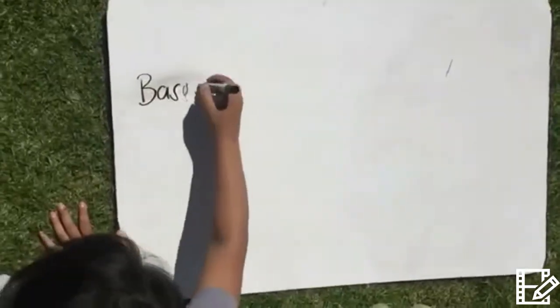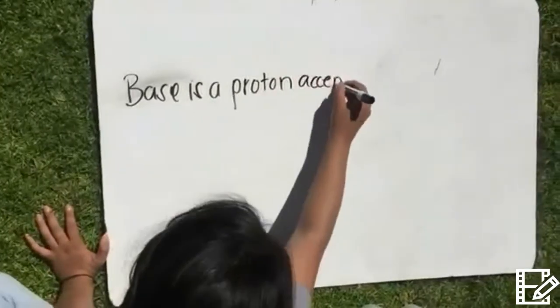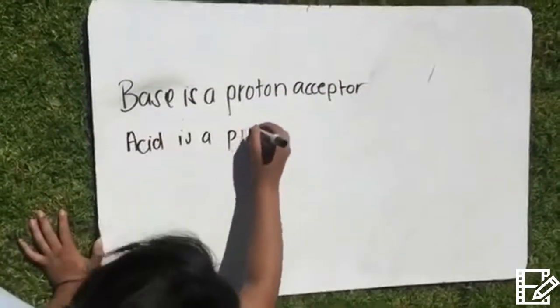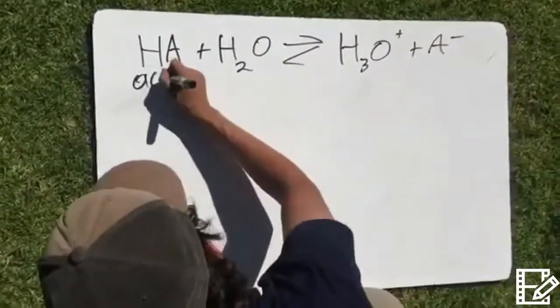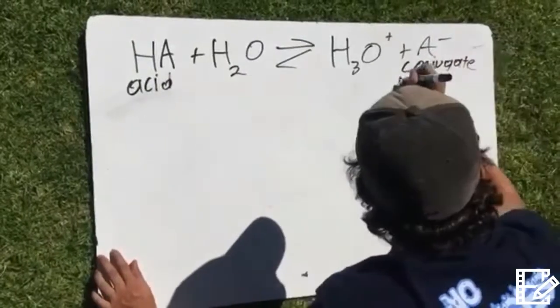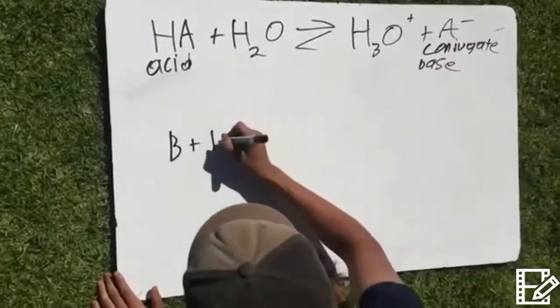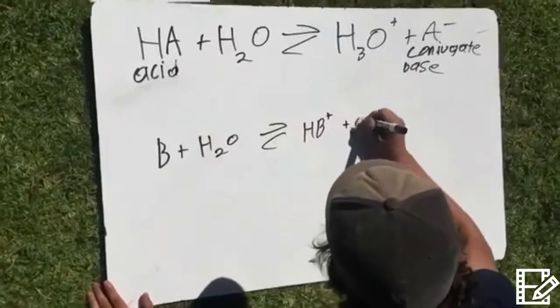According to the Bronsted-Lowry model, an acid is a proton donor while a base is a proton acceptor. In the base model, HA is the acid because it donates a proton to water, making hydronium and an A- ion, while B is a base because it takes an H+ ion from water, leaving behind OH- and HB+.